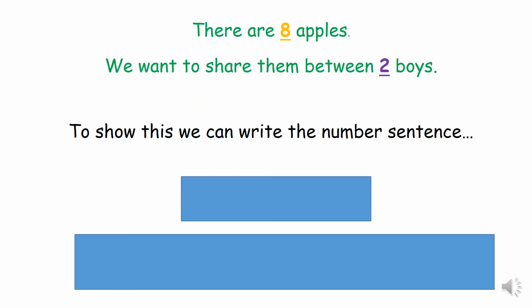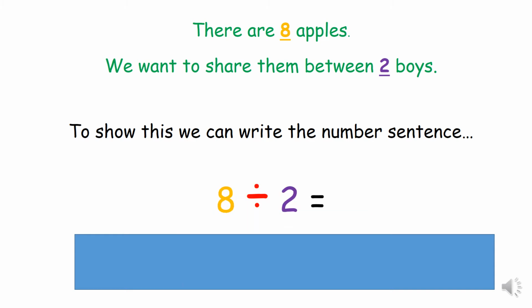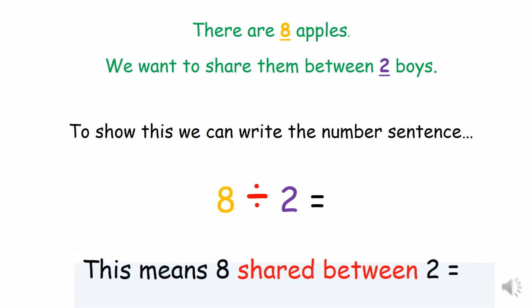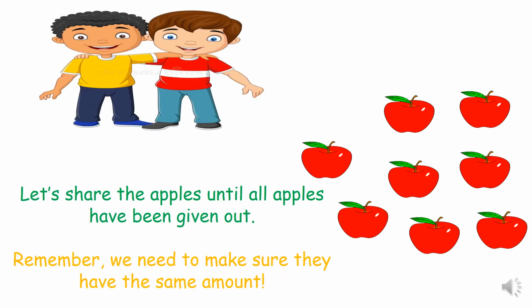So to show this, we can write down a number sentence. We can use an operation today. We're using the division operation. 8 divided by 2. Remember, this little sign in red is divided by. It's sharing by. So this means 8 shared between 2. Let's share the apples until all apples have been given out. But remember, we need to make sure they have the same amount and that it's fair and equal.